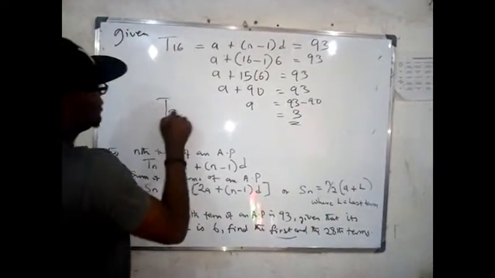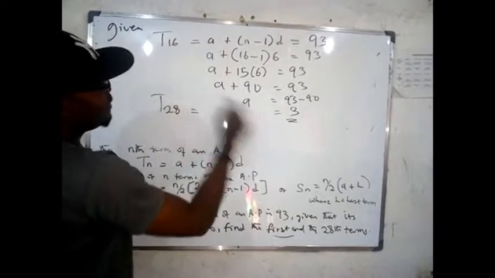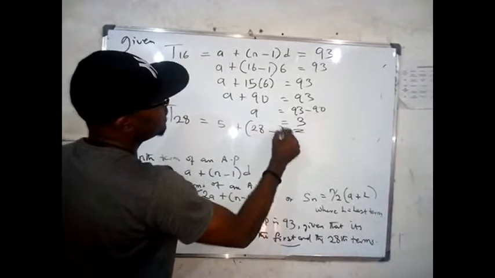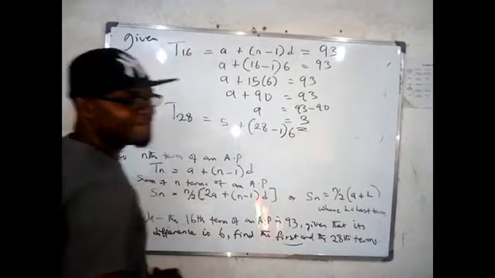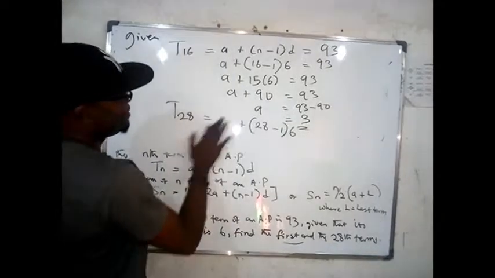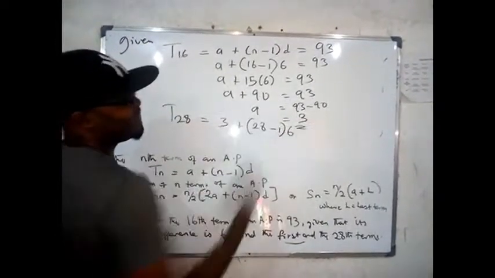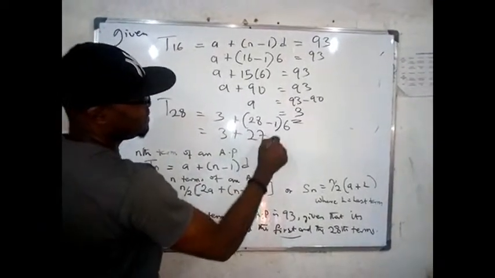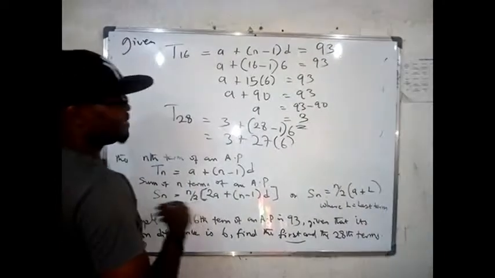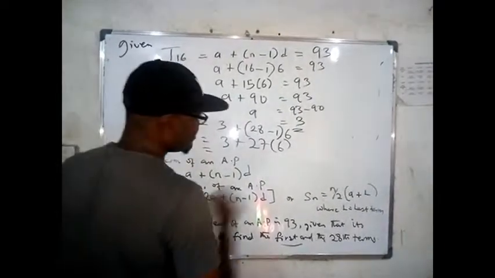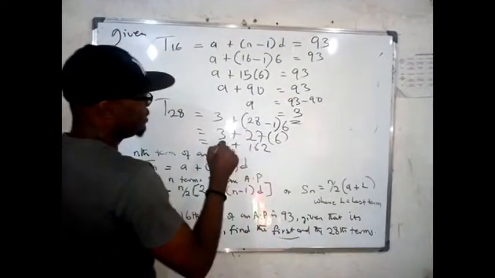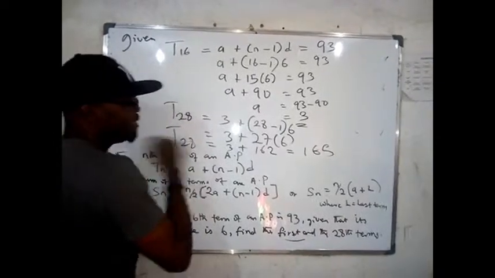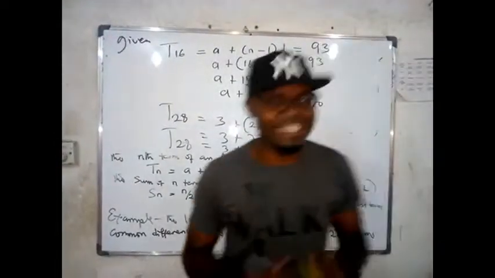So T28 is equal to a. What is a now? 3, plus n, which is what? 28 minus 1, times common difference 6. a is 3, thank you, because that's what we found here, isn't it? So we now have 3 plus 28 minus 1, 27, times what? 6. Who can tell me what is 27 times 6? 162, plus what? 3, which will give us 165. And that is T28. Is that clear? That is how to solve it.